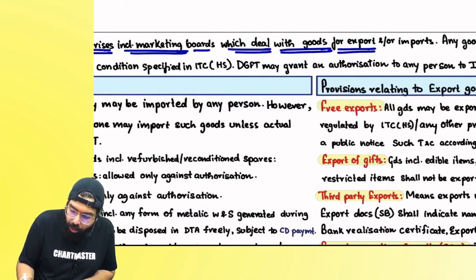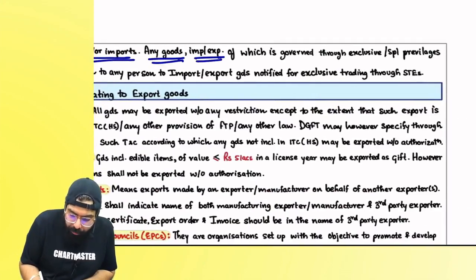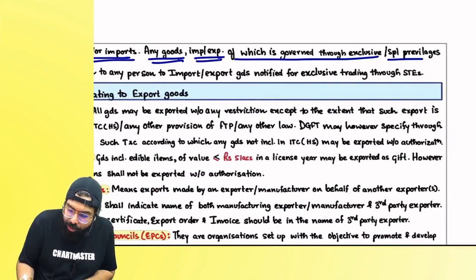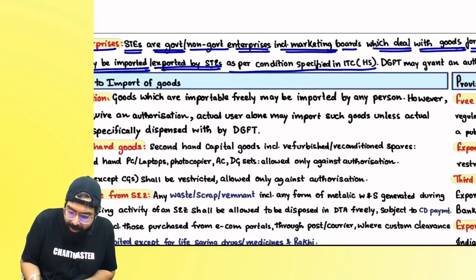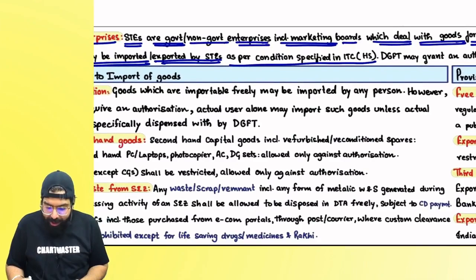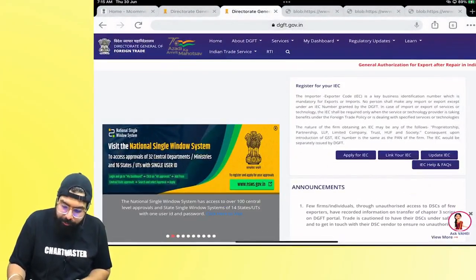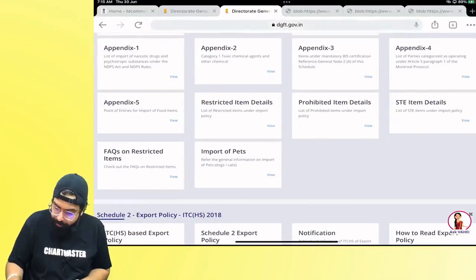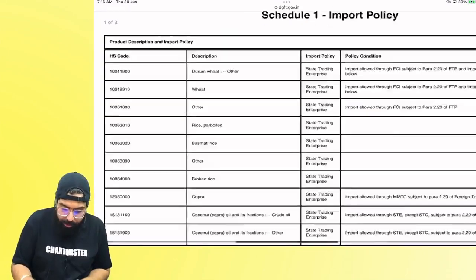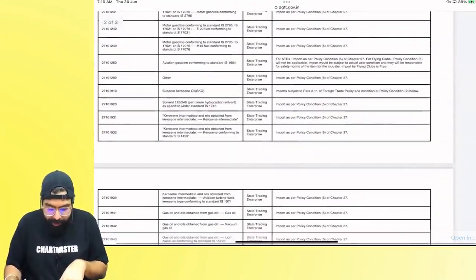Goods for export and for import. Any goods, import or export of which is governed by exclusive or special privileges granted to an STE, may be imported or exported by the STE as per the condition specified in ITC HS. Everyone over here, if I go ahead and show you over here, see, here, state trading enterprises items, all these are state trading enterprises and they'll tell you the policy also. Can you guys see over here?